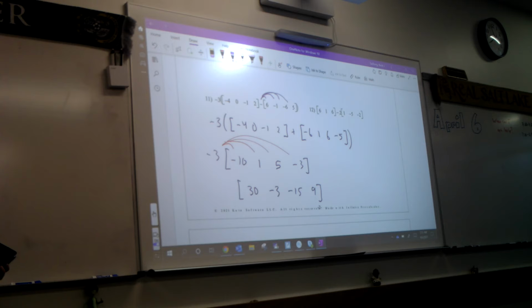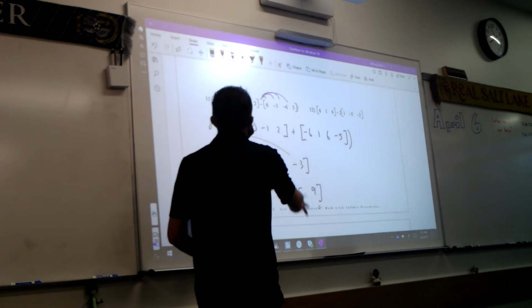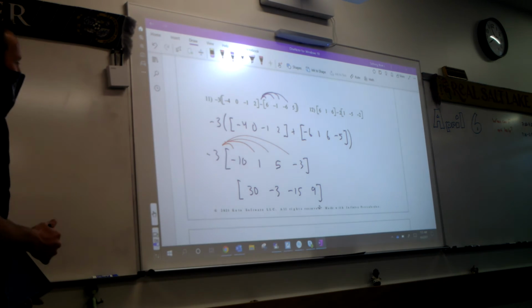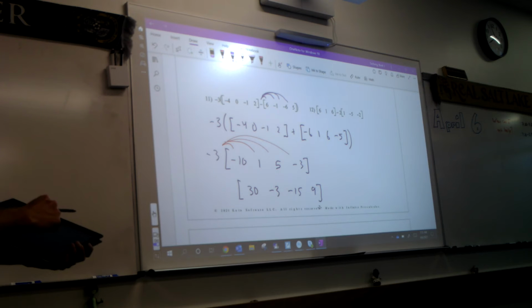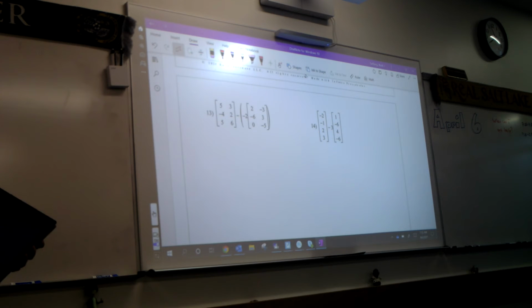Good job, guys. So this is kind of using multi-step problems where I'm going to have to do more than one thing. In this case, we subtracted, and then we did a scalar multiplication. If we look at number 13, just as a class, let's talk about this. What's going to happen first here? Multiply by that -2, and then we do the subtracting.